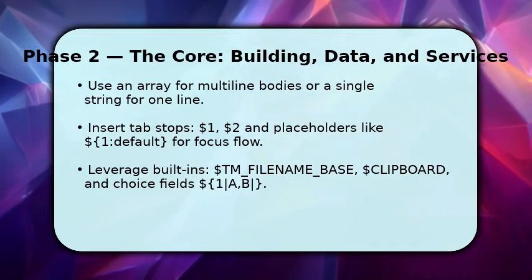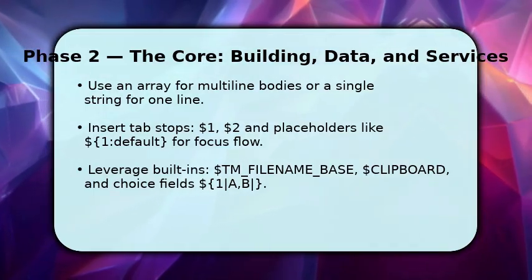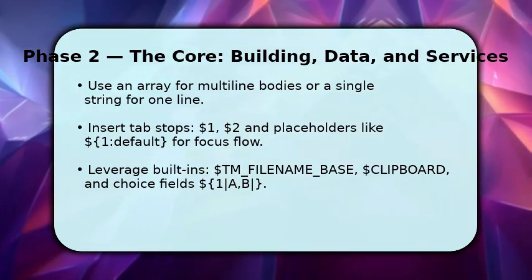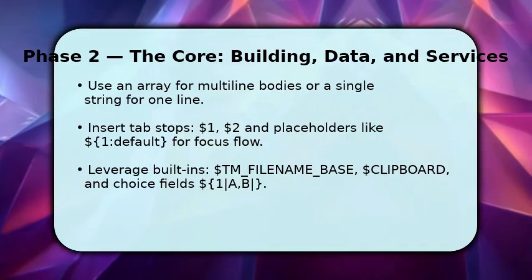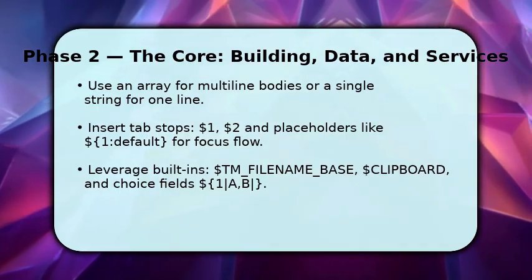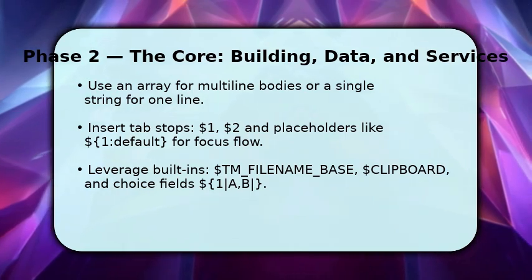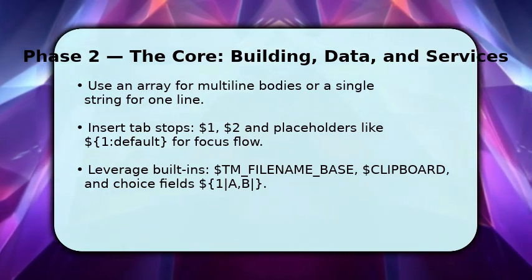Use $1, $2 for tab stops and ${1:default} for default text, and include choices or shell variables for dynamic content. Make sure to escape backslashes and quotes. Once constructed, save and validate the JSON. This ensures predictable behavior when you trigger the snippet.